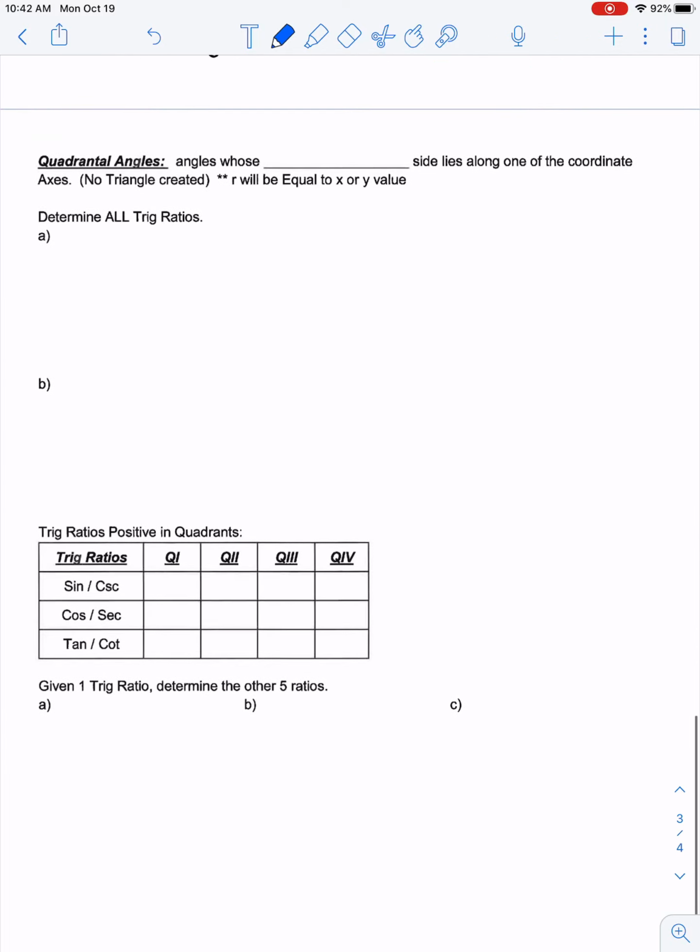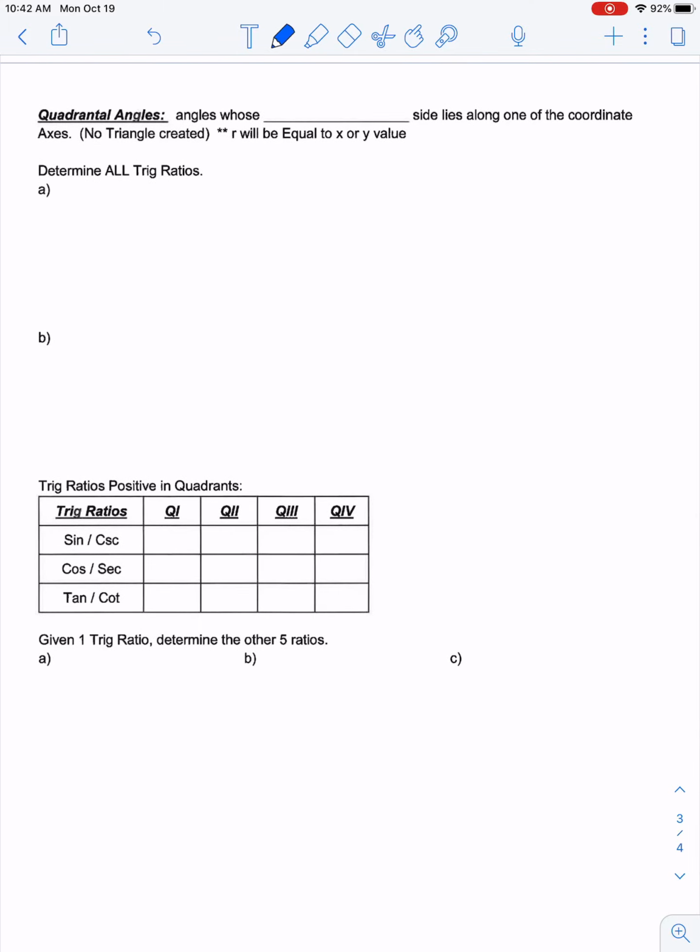All right, quadrantals. Angles whose terminal side lies along one of the coordinate axes. There's no triangle, okay? R will be equal to either the x or the y value. Okay, so let's see what we've got here.